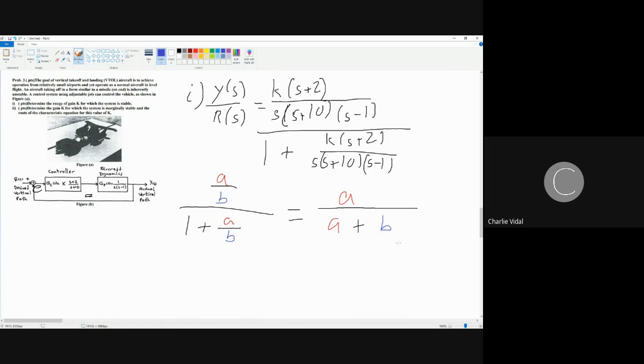Okay, s plus 2. Yep. So, with that being said, our new equation, and I guess I could write this in color too. Our new equation, Y of s over R of s, is equal to K times s plus 2.